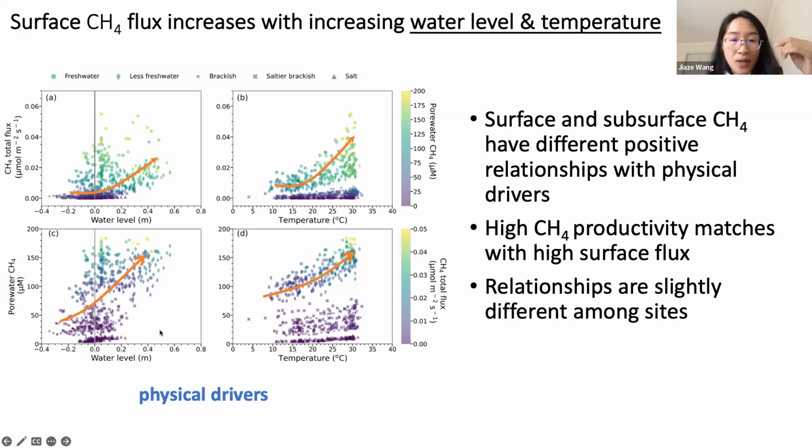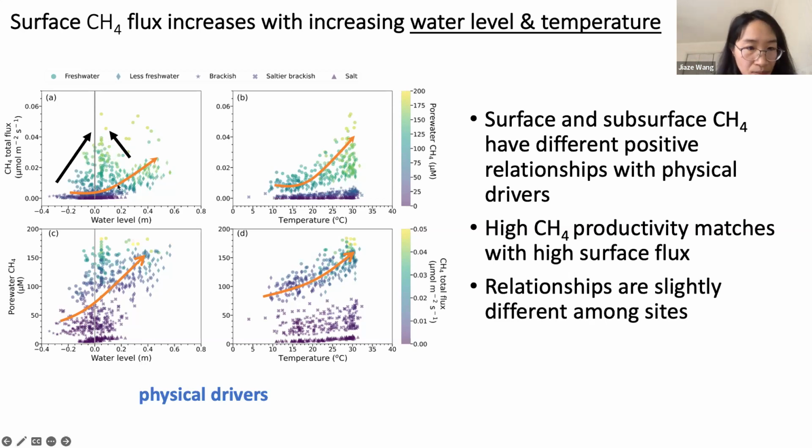The relationship between the surface flux and the physical driver is slightly different from the subsurface. One thing here is that the methane flux is centered around the zero water level, which is probably related to transport processes, because the model also includes ebullition and diffusion. So when the water level oscillates, there's a pressure change, which can pump out the methane stored in the subsurface.